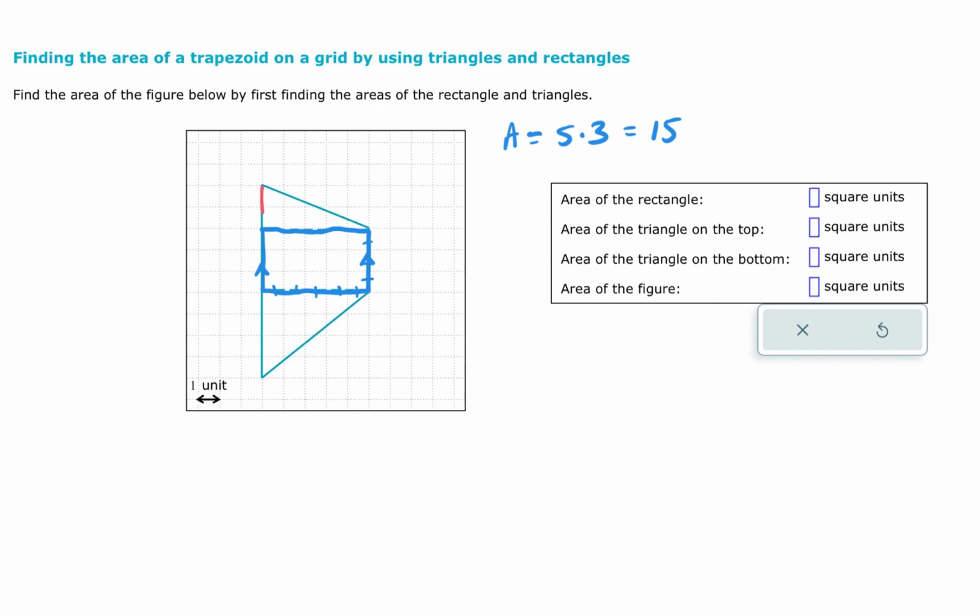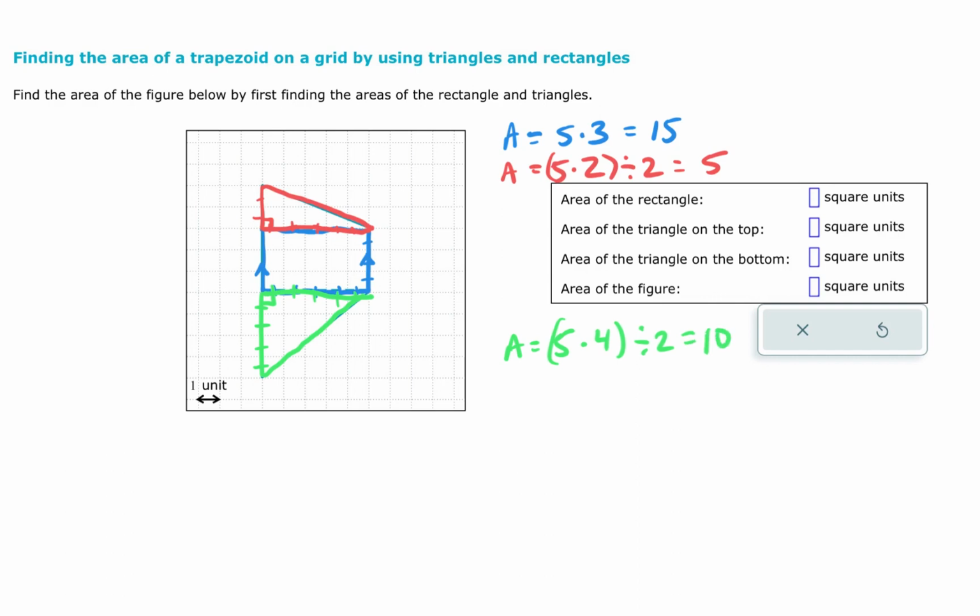The top triangle, this one right here, is a right triangle, and its base is 1, 2, 3, 4, 5, but its height is 1, 2, and then we're going to need to divide that all by 2, so that would be 10 divided by 2, which is 5 square units. And then we have this bottom triangle that is also a right triangle. Its base is 1, 2, 3, 4, 5. Its height is 1, 2, 3, 4. And of course we need to divide it by 2 because it's a triangle. 20 divided by 2 is 10 square units.